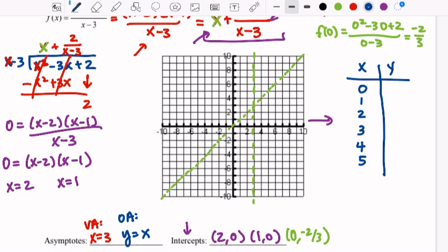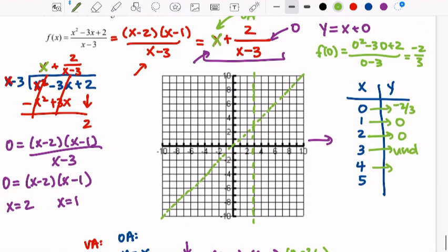Okay, so I know that 3 should be undefined because that's my vertical asymptote. 0 was our y-intercept. We just found that was negative 2/3. If we plug 1 in, well, 1 was one of our zeros, so that's going to be 0. If I plug 2 in, that'll be 0. If I plug 4 in, we actually have to calculate this one. Let's see, 4 times 3 over 1. So that's going to be 6.